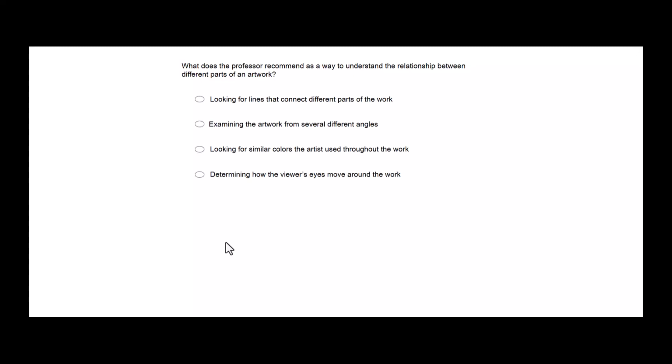What does the professor recommend as a way to understand the relationship between different parts of an artwork? If you want clues to answer the question, you can go back to the lecture where the professor talks about how eye movement can help students to relate different aspects of an artwork.